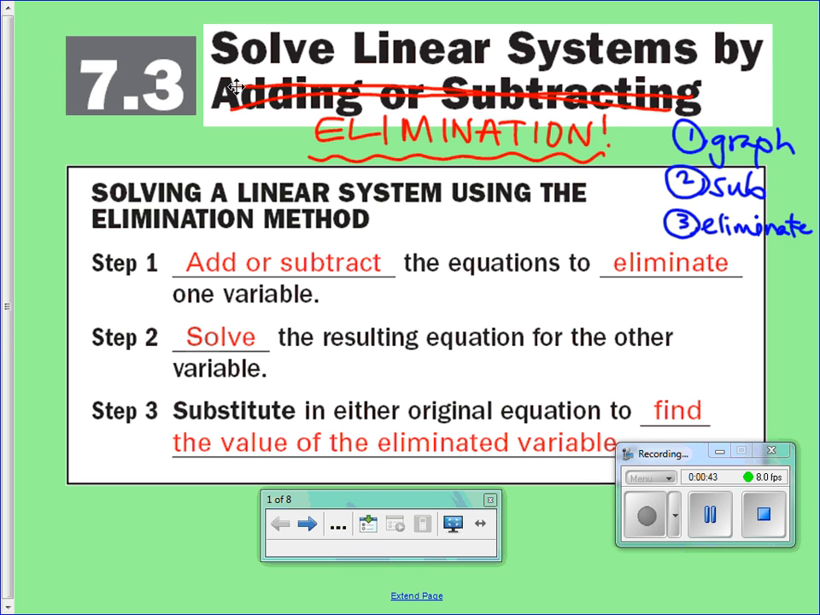What you do is you actually end up adding or subtracting the entire equation. You add the entire equation or subtract, based on what you need to do in order to eliminate an entire variable. Remember, we can only solve for the value of the variable if there's one left. Then you'll get the value of the variable and you can plug it back in.